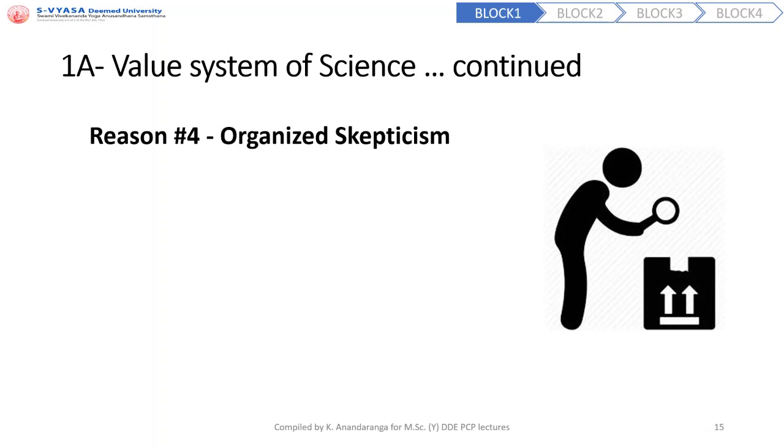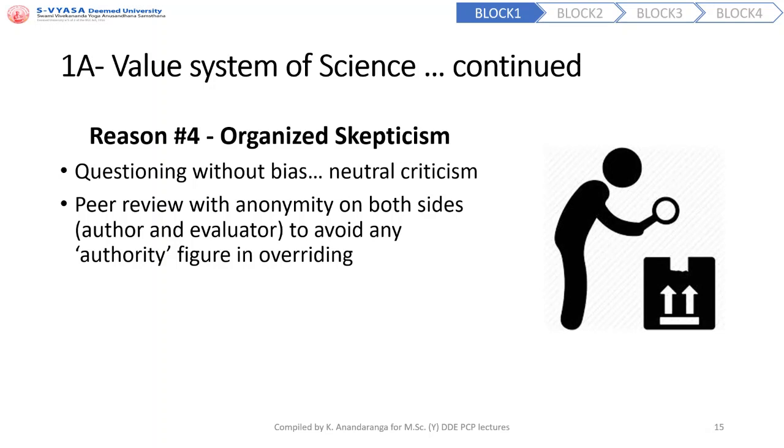What is organized skepticism? Skepticism means you are curious, you are questioning something, you are not 100% sure that you buy into the concept. In this case of scientific skepticism, you are questioning without any bias. You have a neutral view and your criticism has no bias. A classic example is that of peer review. If you are publishing in the scientific community, in a scientific journal, the peer review process ensures that both the author and the evaluator do not know each other.